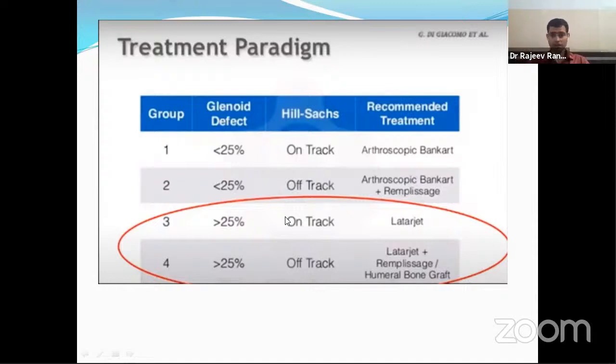And if the glenoid defect is more than 25%, then even if the Hill-Sachs is on track, we need to do some bony procedure. And Latarjet is the most preferred bony procedure for such a condition. And if the glenoid defect is more than 25% and the Hill-Sachs is off track, then along with that bony procedure, you also need to do the Remplissage or the humeral bone graft of that defect.